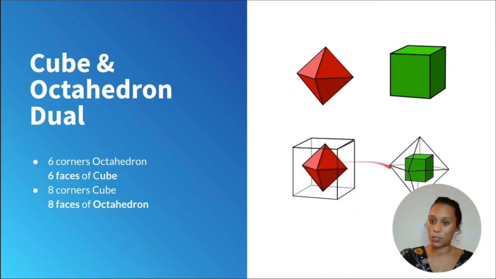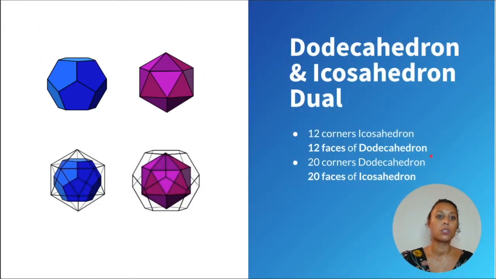While the 8 corners of the cube can also touch the 8 faces of the octahedron. So they're duals of each other. You can place them inside of each other, and they relate to each other like this. And the same thing goes for the dodecahedron and the icosahedron. So you can place the dodecahedron inside of the icosahedron because it touches the center of each face, and vice versa. So 12 corners to 12 faces and 20 corners to 20 faces.